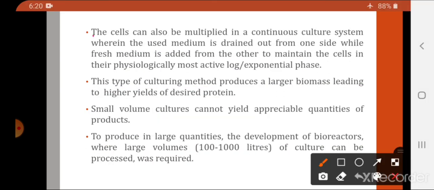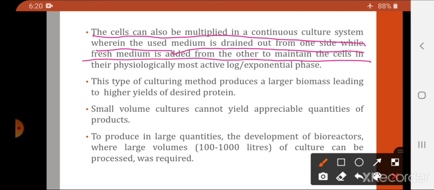The cells can also be multiplied in a continuous culture where the used medium is strained out from one side while fresh medium is added from other side to maintain the cells in physiologically most active or exponential phase. Okay, हमने सेल ग्रोथ स्टडी किया था. तो सेल ग्रोथ में हमने देखा कि एक्सपोनेंशियल ग्रोथ पे मैक्सिमम ग्रोथ फेज है कि जहाँ पे एक्टिव सेल डिवीजन कंटिन्यूअस होता रहता है. So there is one technique called as continuous culture.